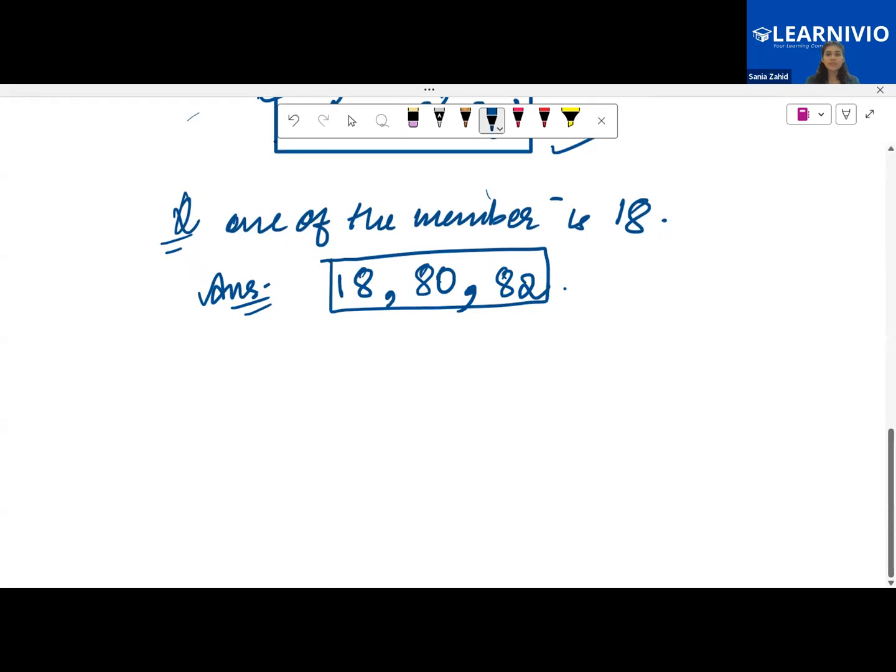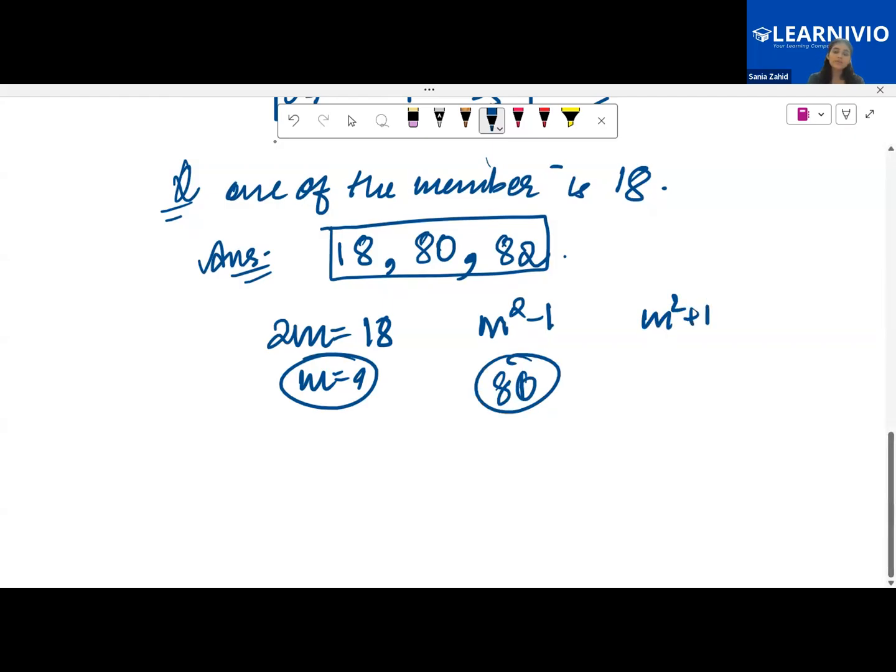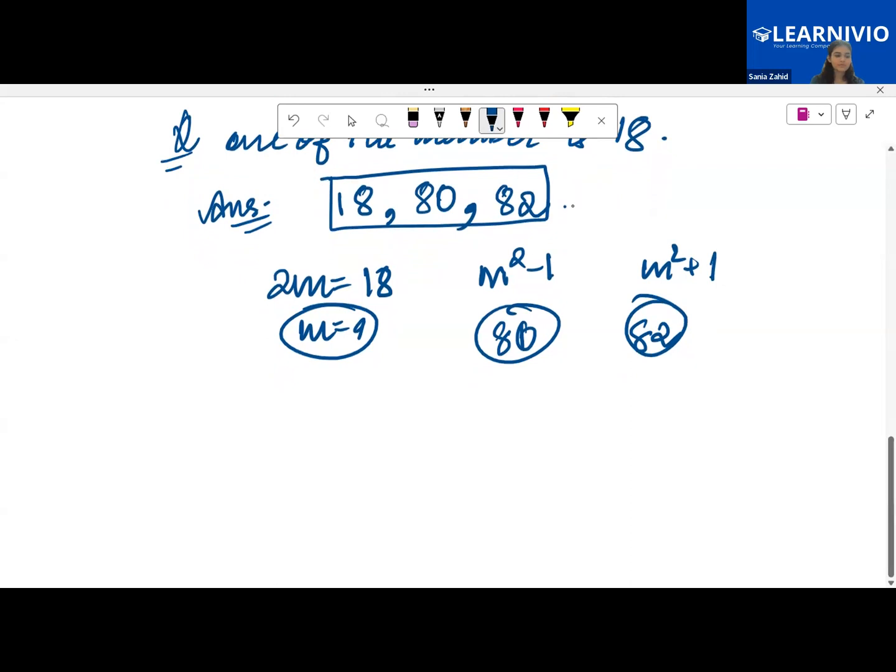So let's check. 2m you will take as 18, right? So m will be equal to 9. If m is equal to 9, then m square minus 1 will be 9 square is 81, 81 minus 1 will be 80. Then m square plus 1 is 82. Right. Yes, ma'am. Then your answer is correct.